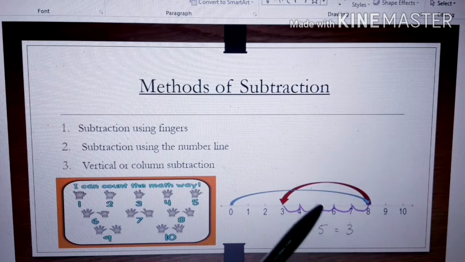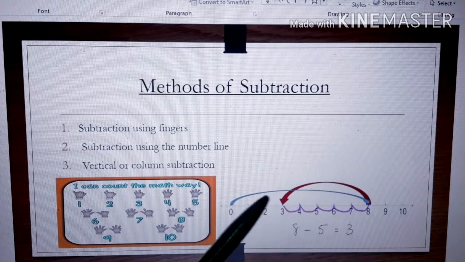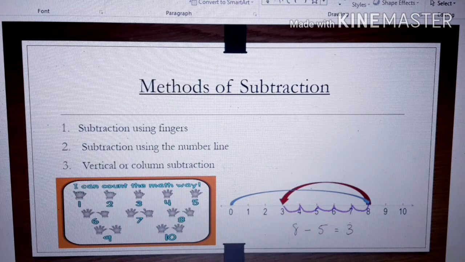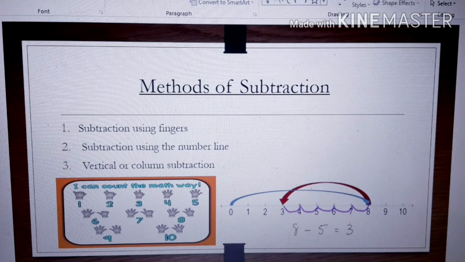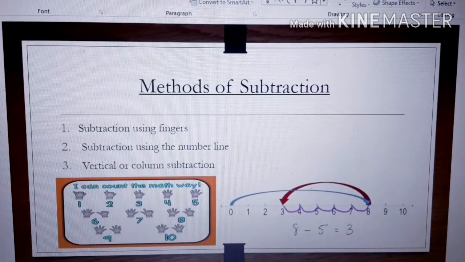This is how subtraction using the number line is done. Is it clear? You can practice this at home, children. There are many questions in your book related to subtraction using the number line, so you can practice those questions. Next is your third one, vertical or column subtraction.